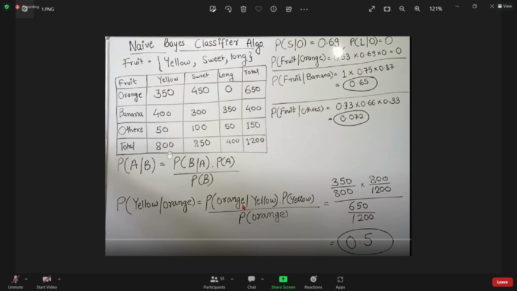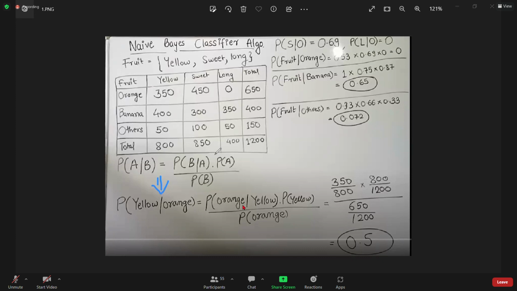So how to classify the data? Have a look at this. The first thing, I need to compute yellow with respect to orange. When you say yellow with respect to orange, how to compute this one, guys? This is the equation, right? P(A|B), yellow given orange. Can we implement this formula here, probability by probability of orange? Guys, are you getting my point?